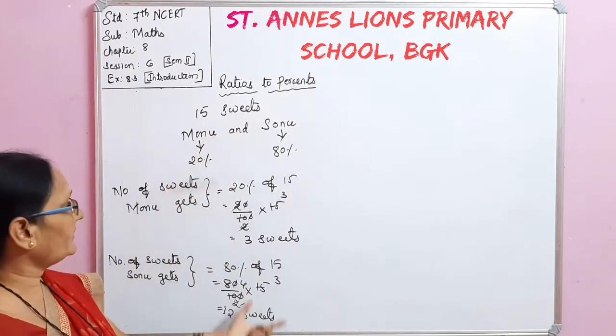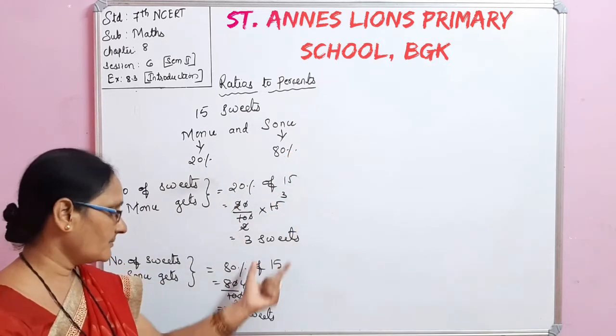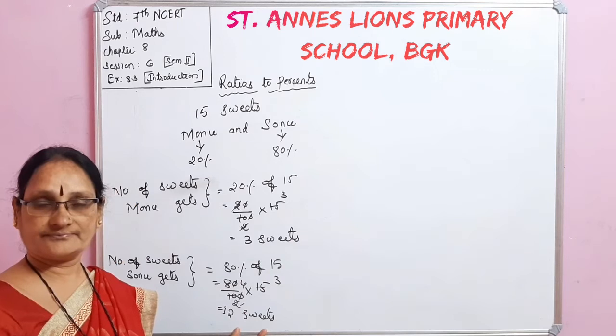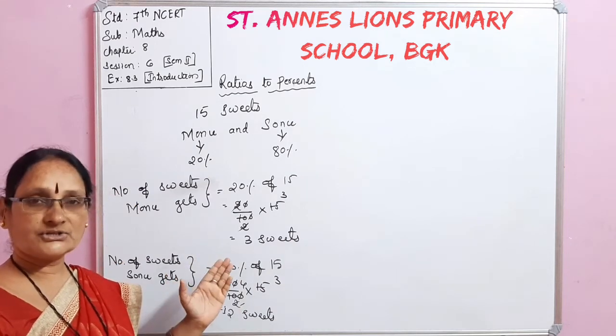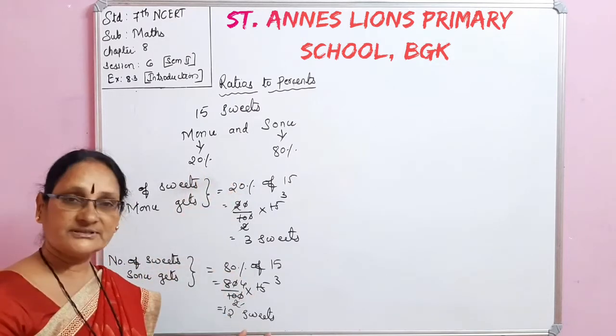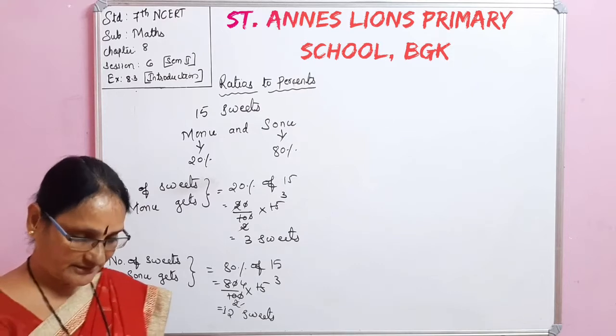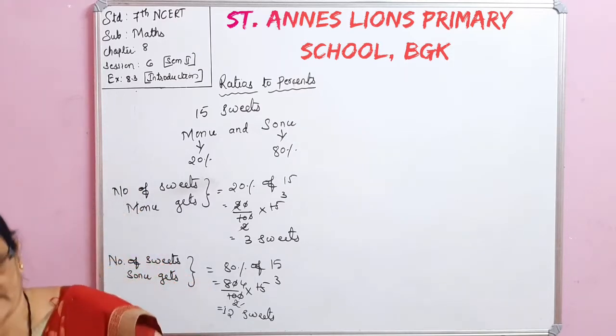Here, instead of numbers, they have given the percentage. Now we found out the number of sweets they got. So we can convert ratio to percentage, and percentage to number of sweets. This is one method. After this, one more point I am going to explain to you.